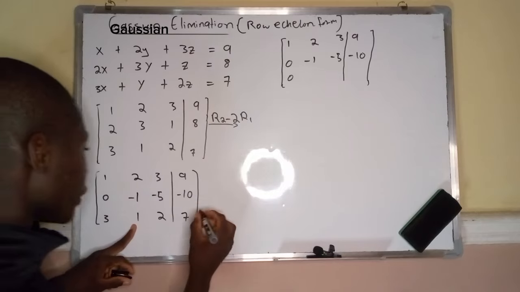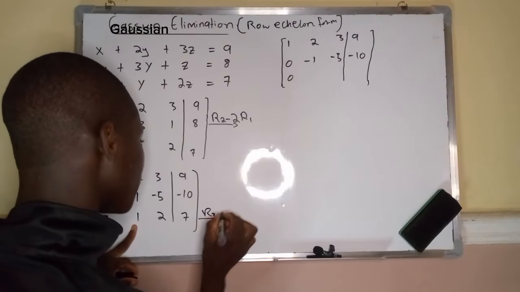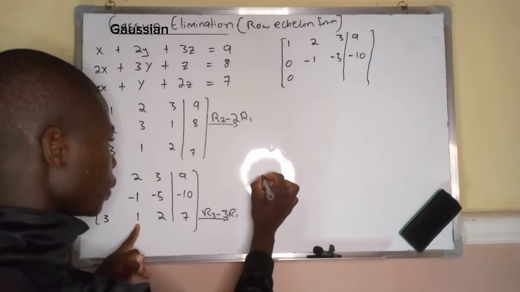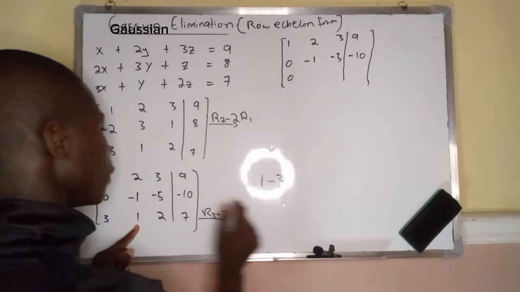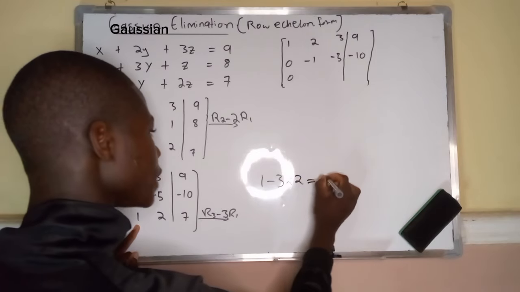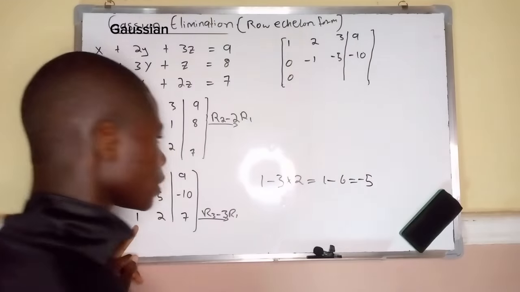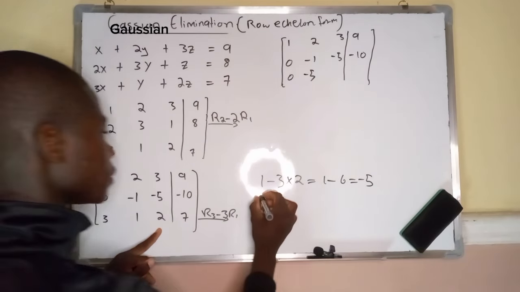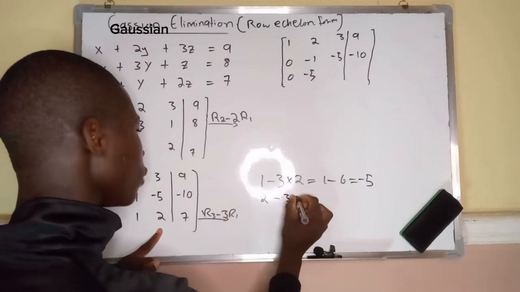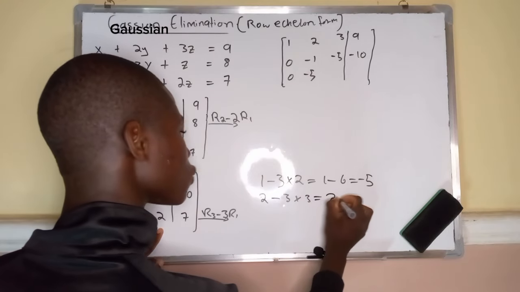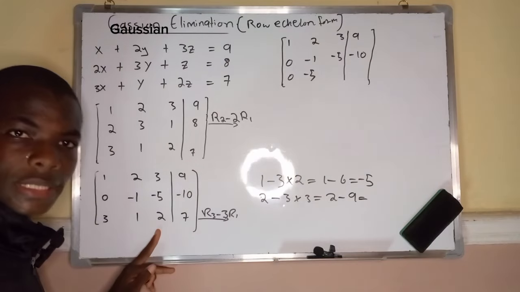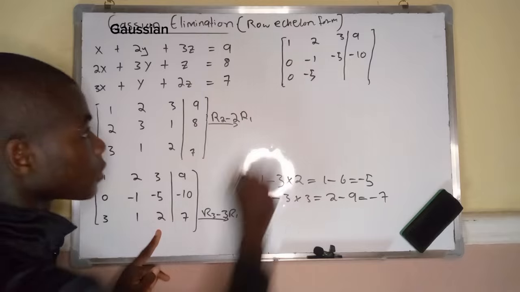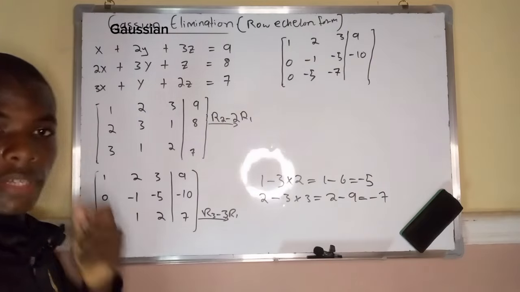Let me edit. Okay, sorry, I deleted R3 minus 3R1. So therefore R3, which is 1 minus 3 multiplied by R1. 3 multiplied by 2, which is equal to 1 minus 6, which is equal to minus 5. So therefore I have minus 5 here. The same thing, 2 minus 3 multiplied by row 1, which is 3, which is equal to 2 minus 9, which is equal to minus 7. So therefore I have minus 7 here.